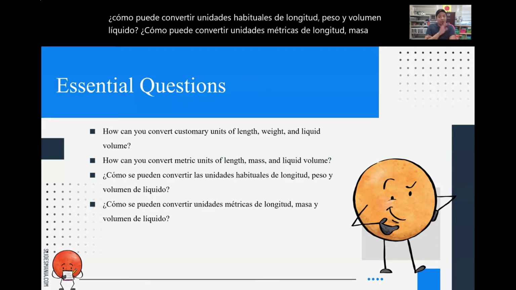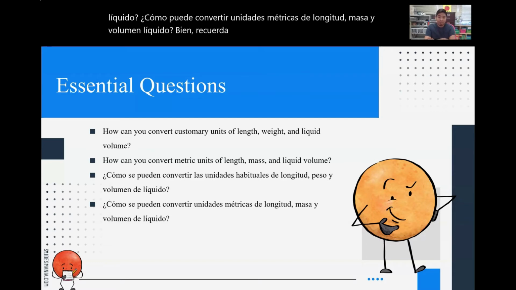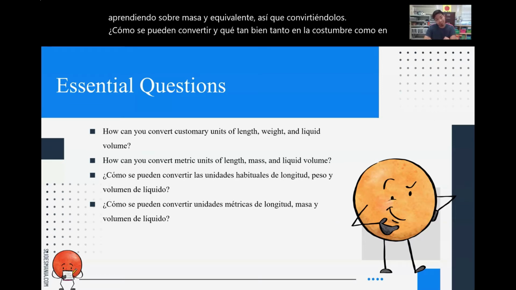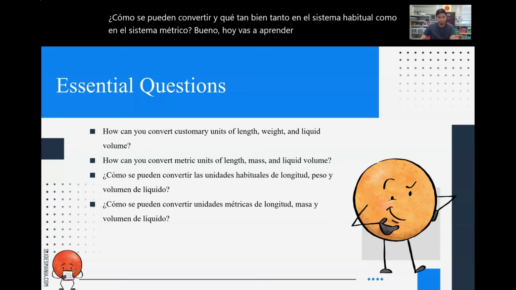Okay, so remember, only in the next couple of videos we're learning about length. In the next time, we're going to be learning about mass and liquid volume. So converting them, how can you convert them and how? Okay, both in the customary and metric system. Well, today you're going to learn how, okay? So basically by the end of the video, you should answer this because you should know how to do this.